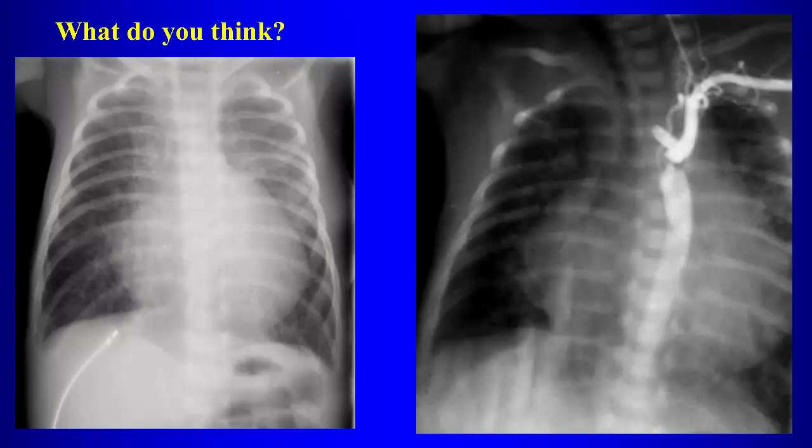Coarctation. Yes, this is coarctation of the aorta. So here we're looking at the descending aorta, the left subclavian artery. You can see collateral vessels coming off here, and there's this obstruction right here. So this is a case of severe coarctation of the aorta.